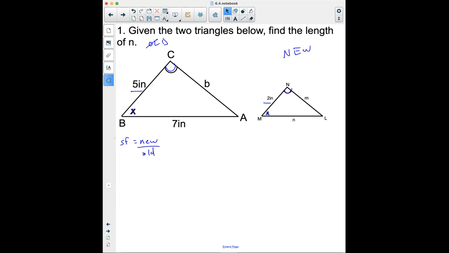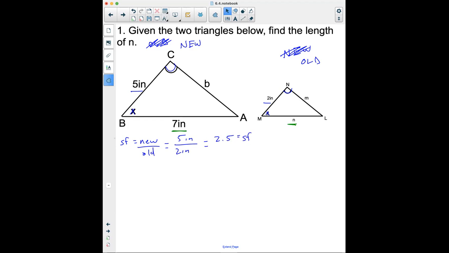Just with my calculations, I'm going to call this one the new and this one's going to be old. My apologies. On the new one, we know 5 inches is the one side, and on the old is 2 inches. So we're just doing this calculation to find the scale factor. This gives us the scale factor of 2.5. Now that we know the scale factor, we can apply it and this measurement to find n right there.